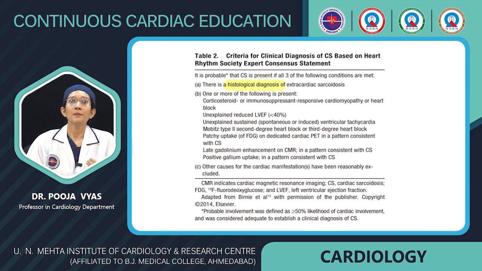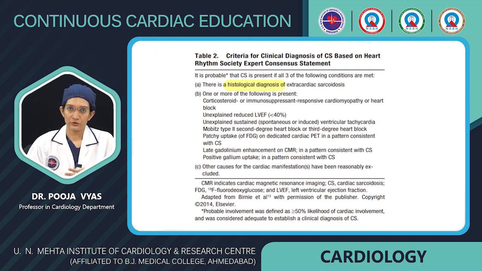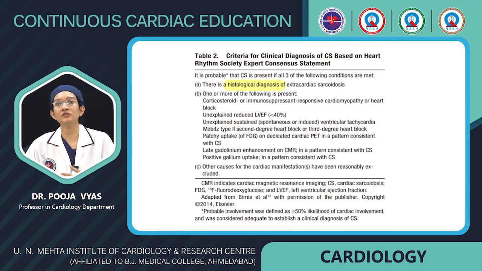There is patchy uptake on FDG PET in a pattern which is consistent with cardiac sarcoidosis, or late gadolinium enhancement on cardiac MRI in a pattern which is consistent with cardiac sarcoidosis. And third, other causes for the cardiac manifestation should be ruled out, they are excluded, and only then can we diagnose that this is cardiac sarcoidosis. So if these three criteria are met, then we can say that the patient has cardiac sarcoidosis.